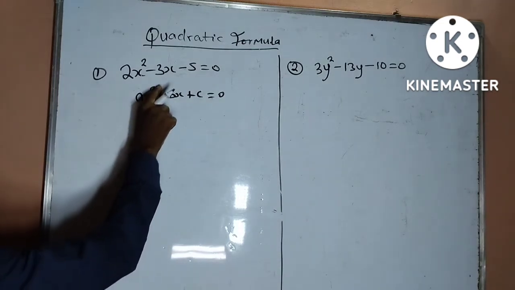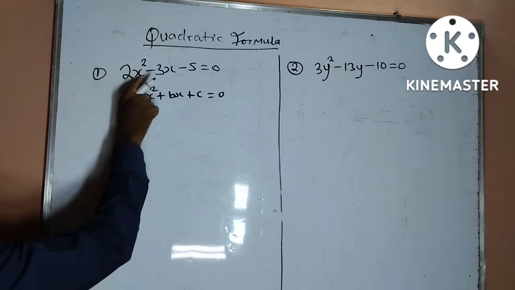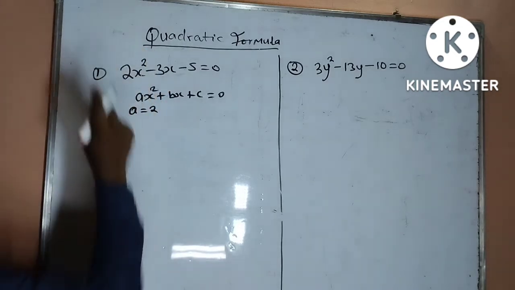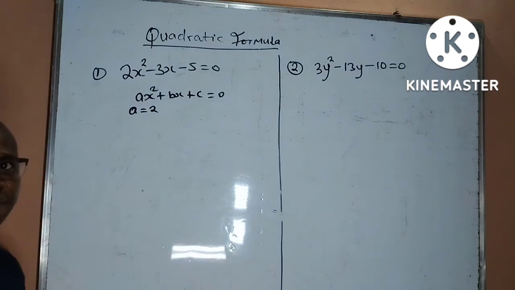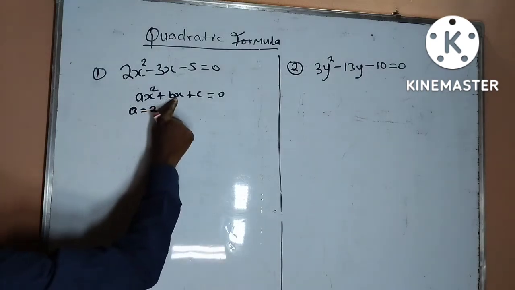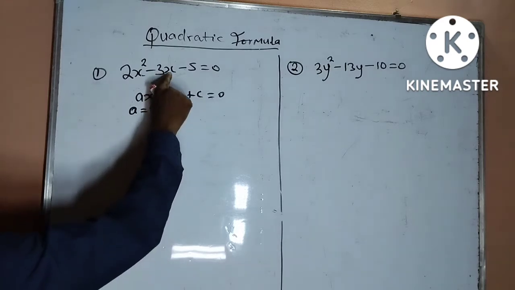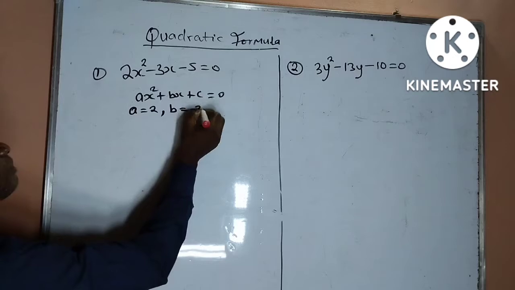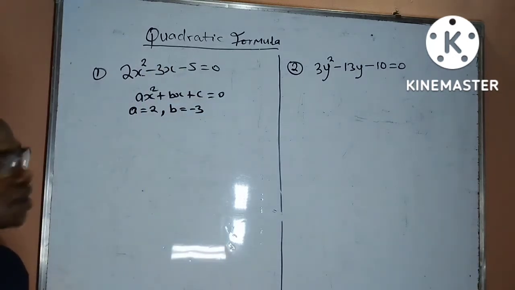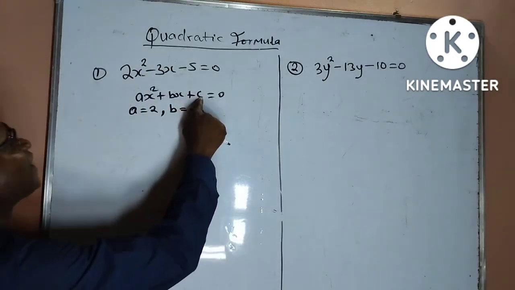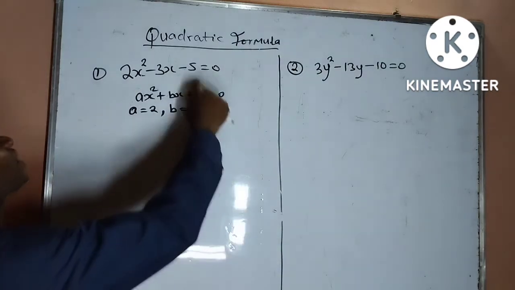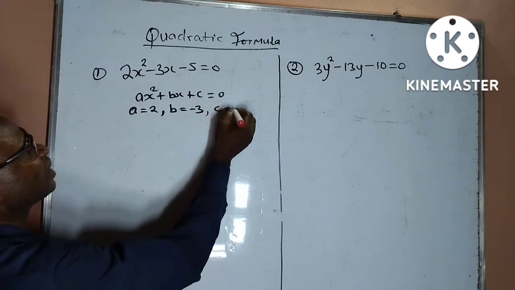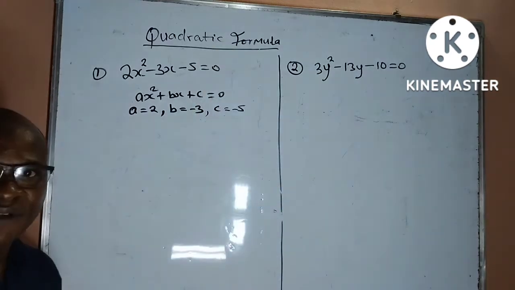The coefficient of x squared here is a. So the coefficient of x squared here is 2, meaning that my a is equal to 2 in the question that I am given. Also, the coefficient of x here is b. So the coefficient of x here is minus 3. So it means that my b is minus 3. Lastly, the value of c here is equivalent to minus 5 in the question, meaning that my c can be written as minus 5.